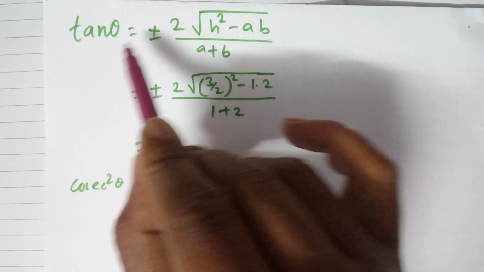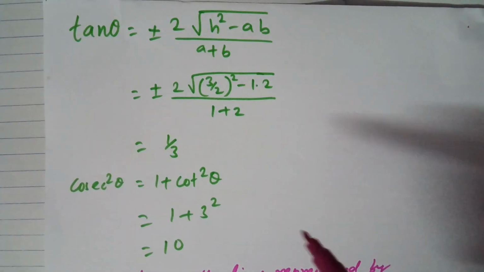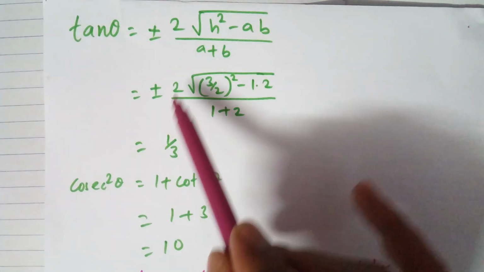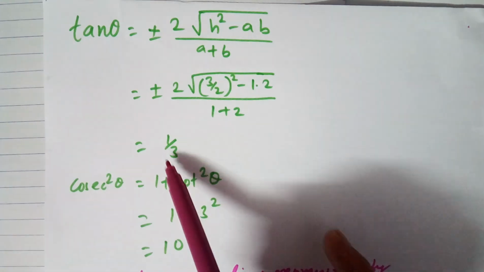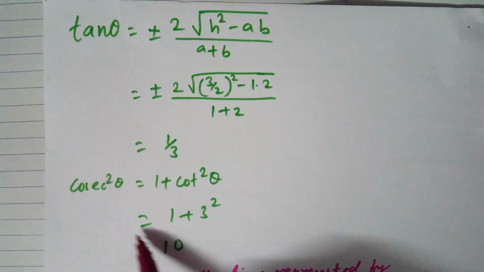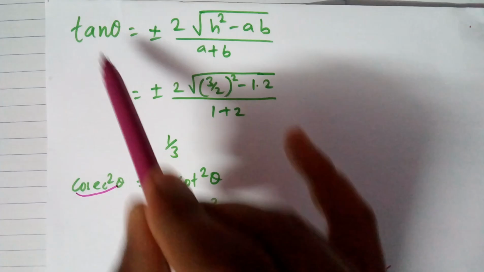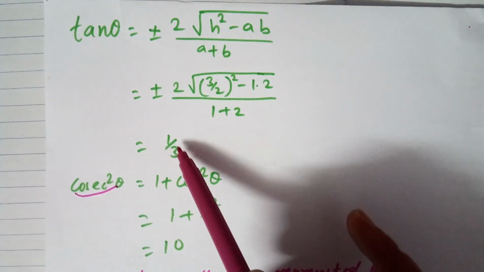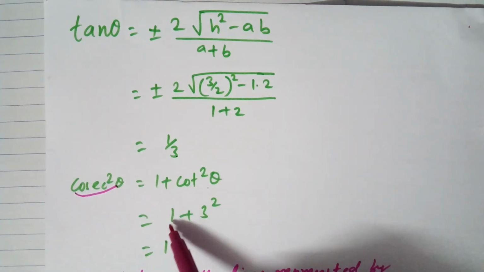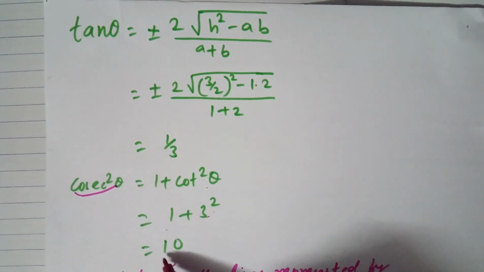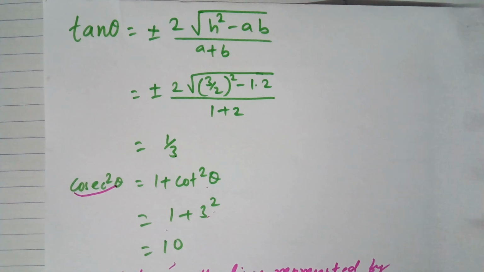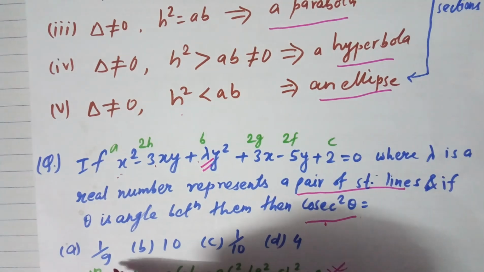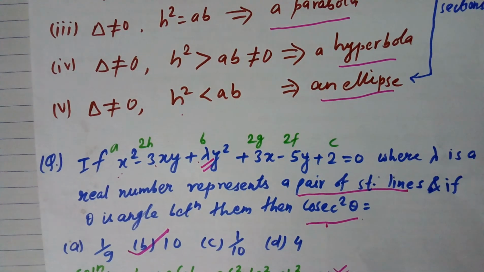So here you see we have tan theta equals to plus or minus 2 under root h square minus ab by a plus b. If you substitute the h value and ab, then we'll be getting tan theta equals to 1 by 3. But since we need cos square theta, we have to change this tan theta into cot theta, which will be 3 by 1, that is 3. And if you substitute that, 1 plus 3 squared will be 9 plus 1 equals to 10. So what will be our answer? Our answer will be B.